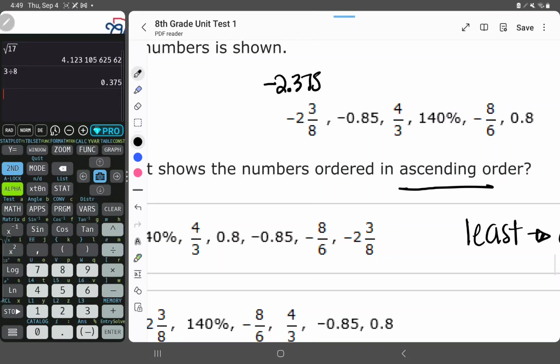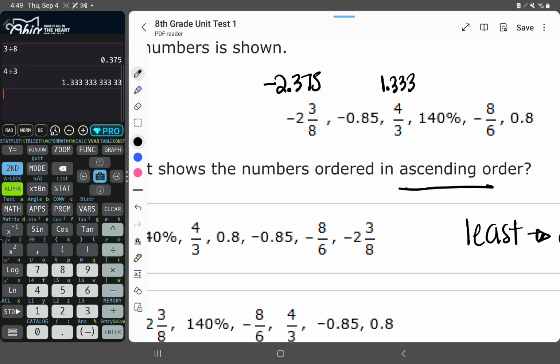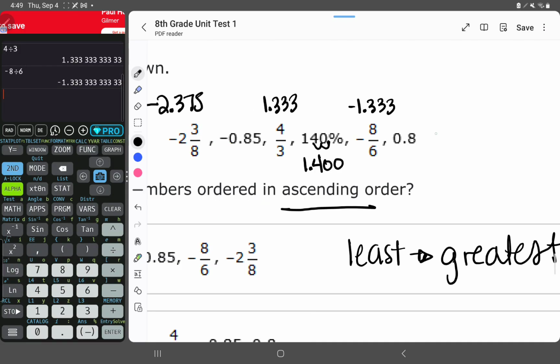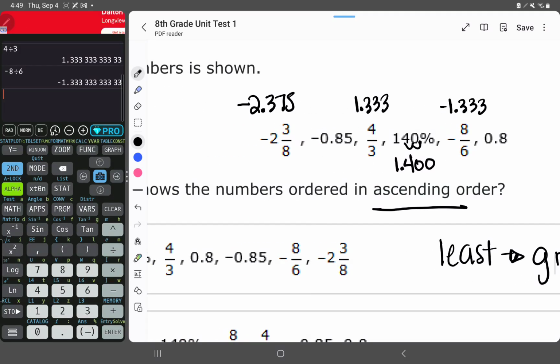Then we have -8.5. That's going to stay exactly as it is. And then 4/3, we do 4 divided by 3, and that gives us 1.333. 140%, we take our decimal and we move it 2 places to the left, so that gives us 1.400. Then we have -8/6, so I would do -8 divided by 6, and that gives us -1.333. And then we have 0.8.